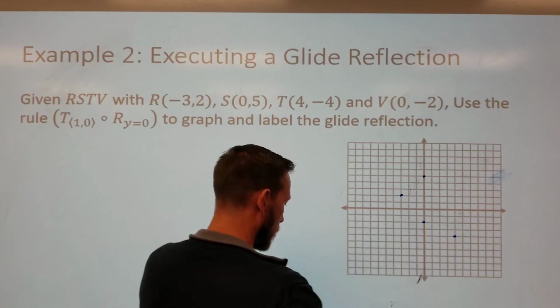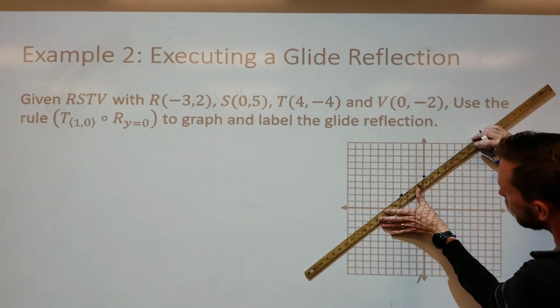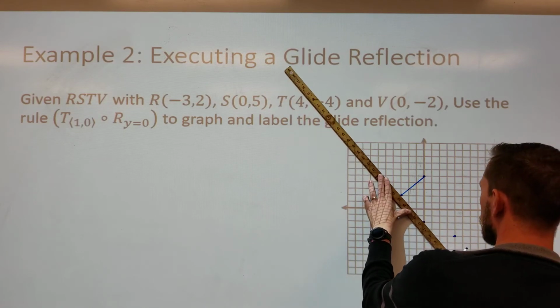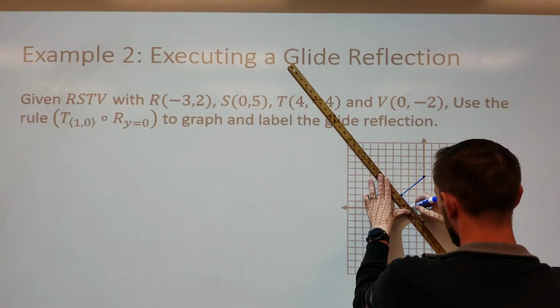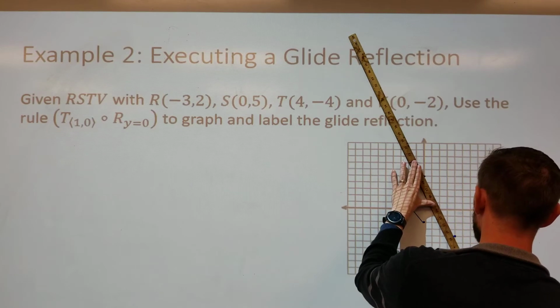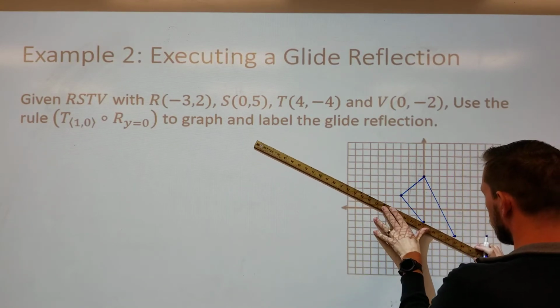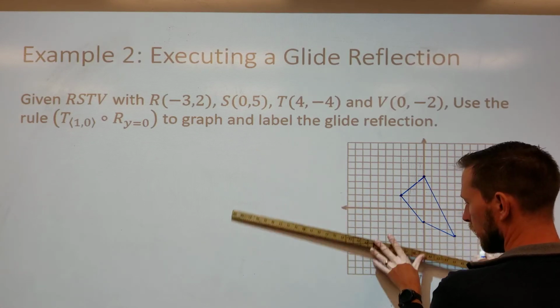All right, so this is my quadrilateral, and we're going to do a couple things. First, we are going to reflect this over the x-axis, which is the equation y equals 0. It's a horizontal line. So we're going to be flipping this vertically. Flip it vertically over the x-axis.